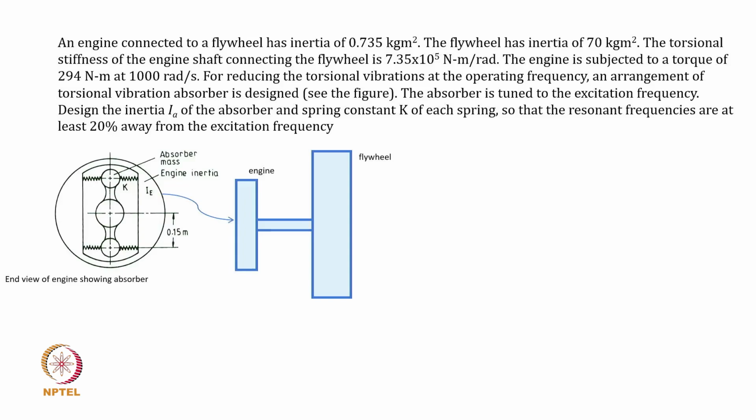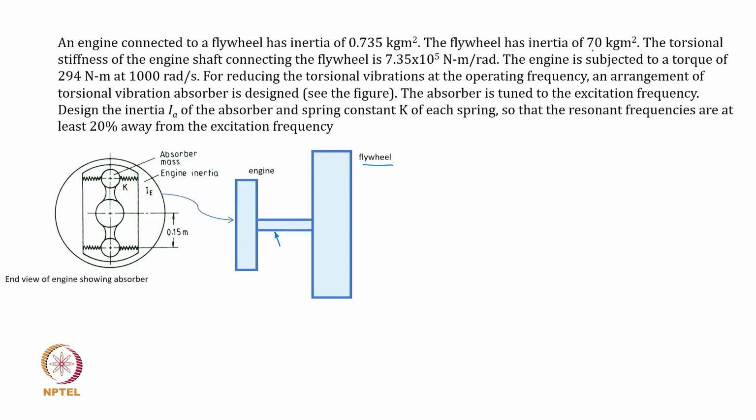Okay, now let us solve a problem just to get a feel of what this design is all about. This example is of an engine, an automotive engine. The crankshaft is connected to the flywheel. The engine generates a torque which is given here. So let's go one by one. The engine is connected to a flywheel.